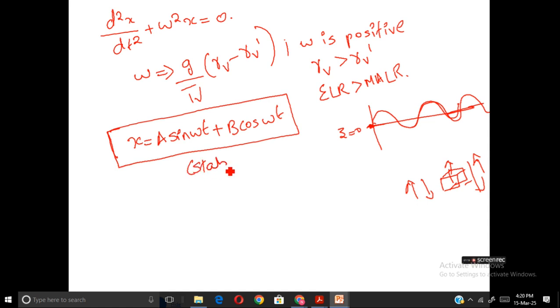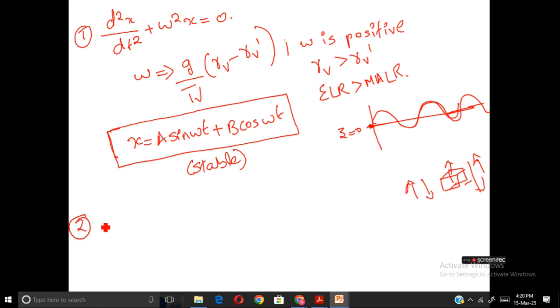It is not going farther from the displaced position. It is coming back, then going up again, oscillating with respect to its original position. So in that case, the atmosphere is said to be stable. So this is the first case.